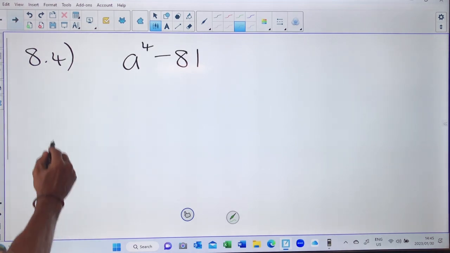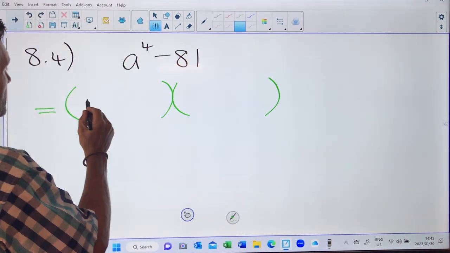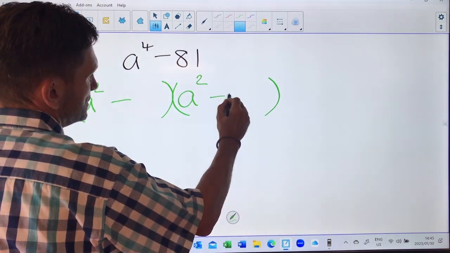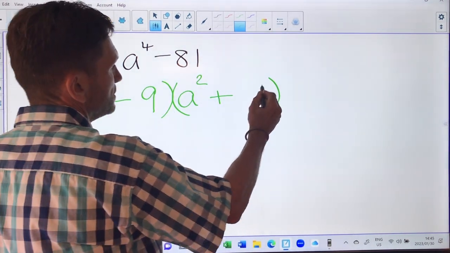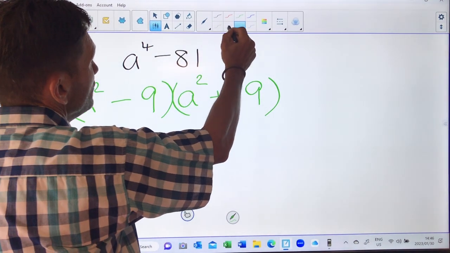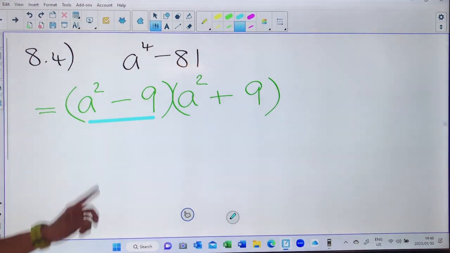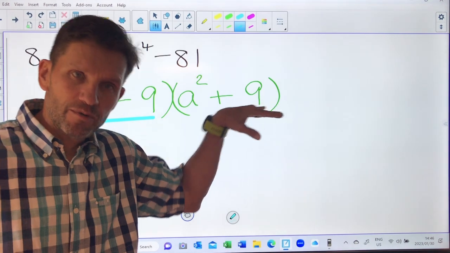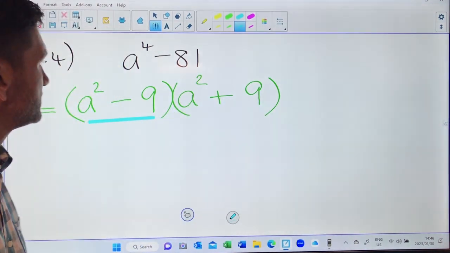The same applies to this one. Square root of the first number is a squared, minus and plus. Square root of the second number is 9 and 9. But now we have to be careful not to overlook something that can be factorized still. This is a difference of two squares again, so that we can split up again. This one is a sum of two squares, no factors here. That one stays as it is.